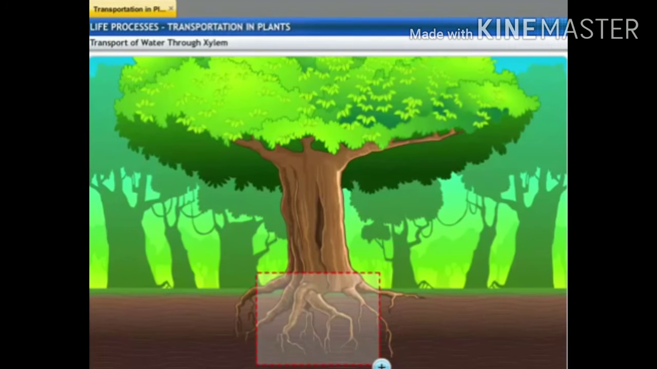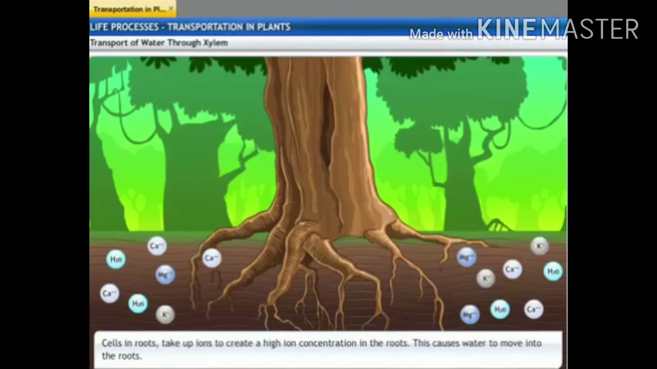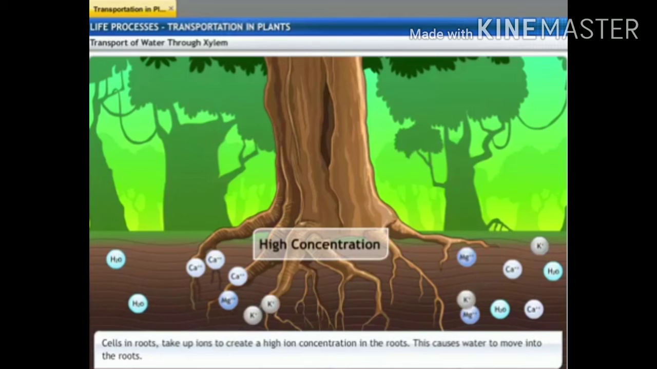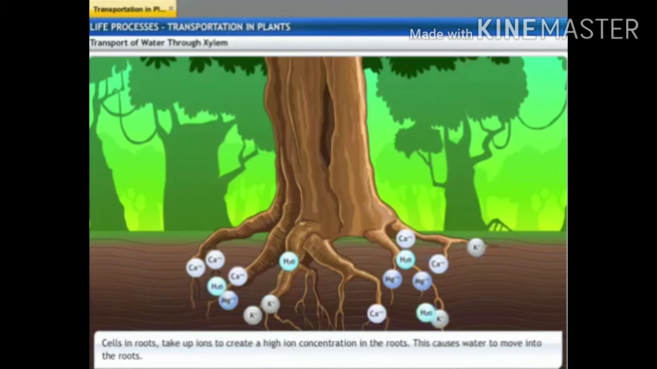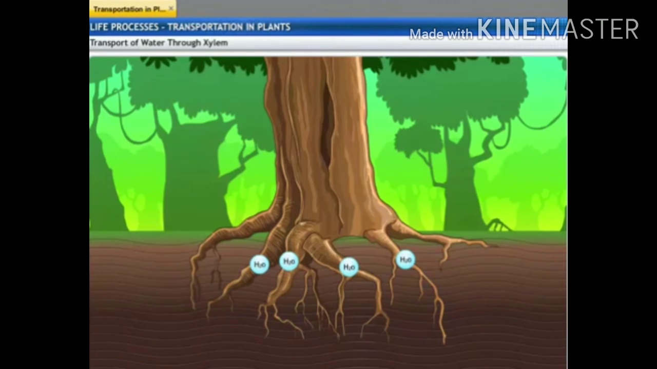Plants get their nourishment from soil. In the roots, the cells in contact with the soil take up ions. This creates a higher concentration of ions in the roots than in the soil. Therefore, water moves into the roots from the soil to eliminate this ionic difference. This process is known as osmosis.